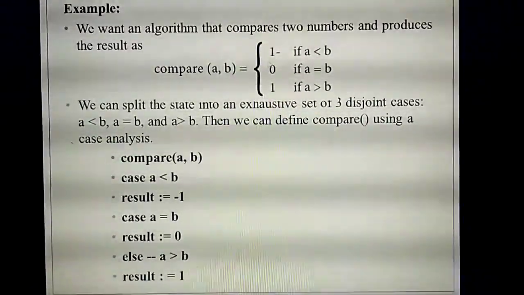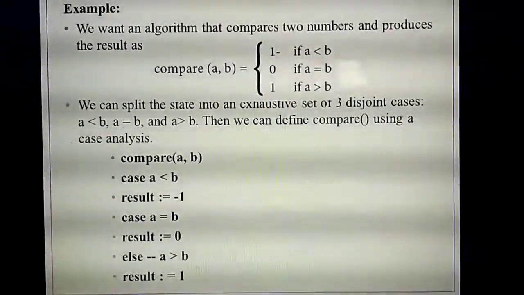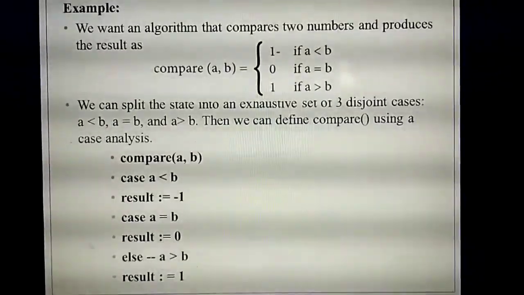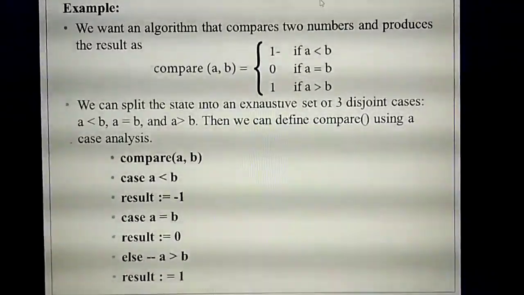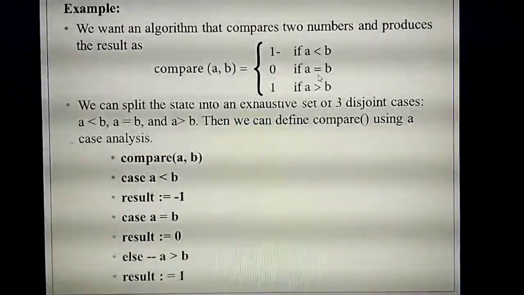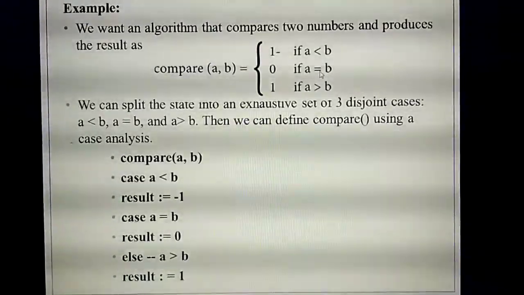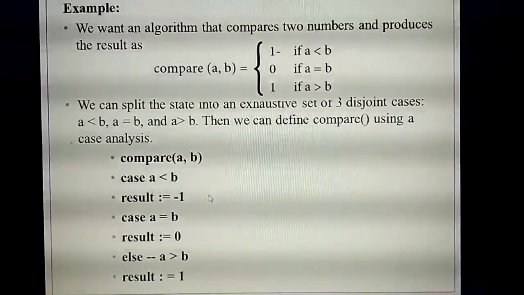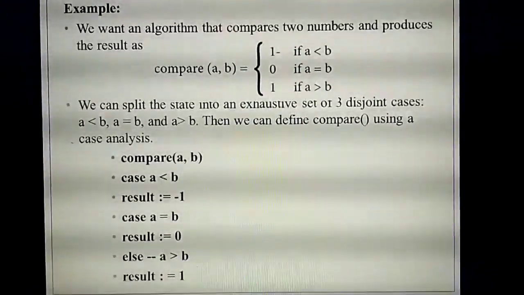So result equal to what? If A less than B, then result equal to minus 1. So this is a very important question and also very easy. Okay. So listen. Second case, A equal to B. If the case is A equal to B, what's the result you will get? 0. So result equal to 0.